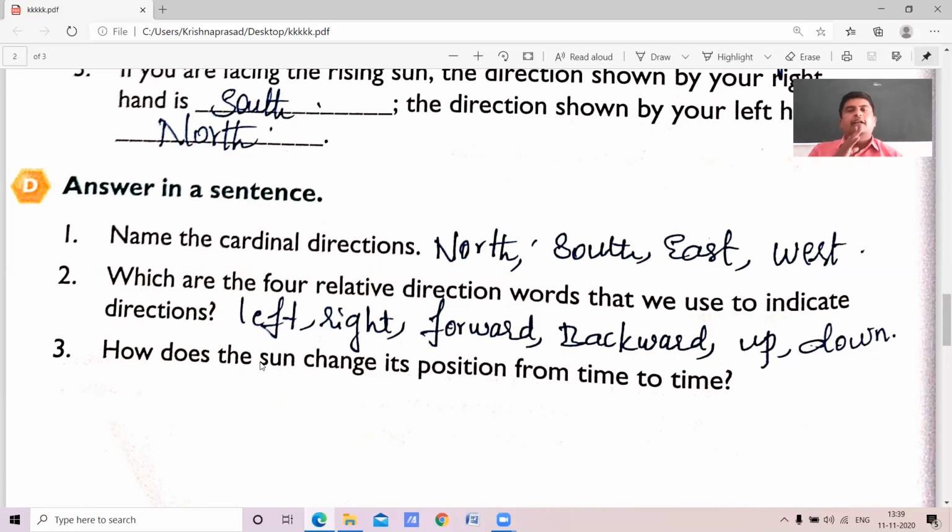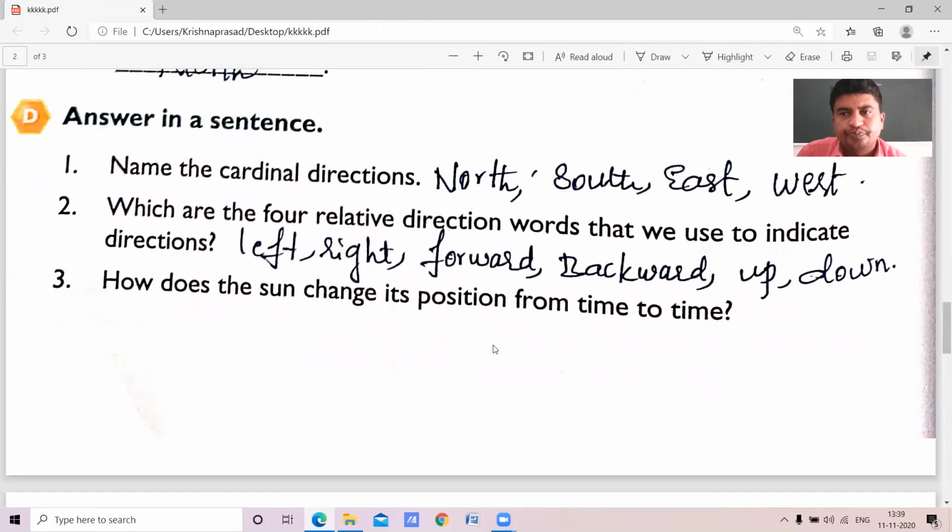You know very well, the cardinal directions have four, but the relative directions are different. Up, down, left, right, in front, behind. These are relative directions. Hope you understand. Next one. First one answer is north, south, east, west. Do you get it?